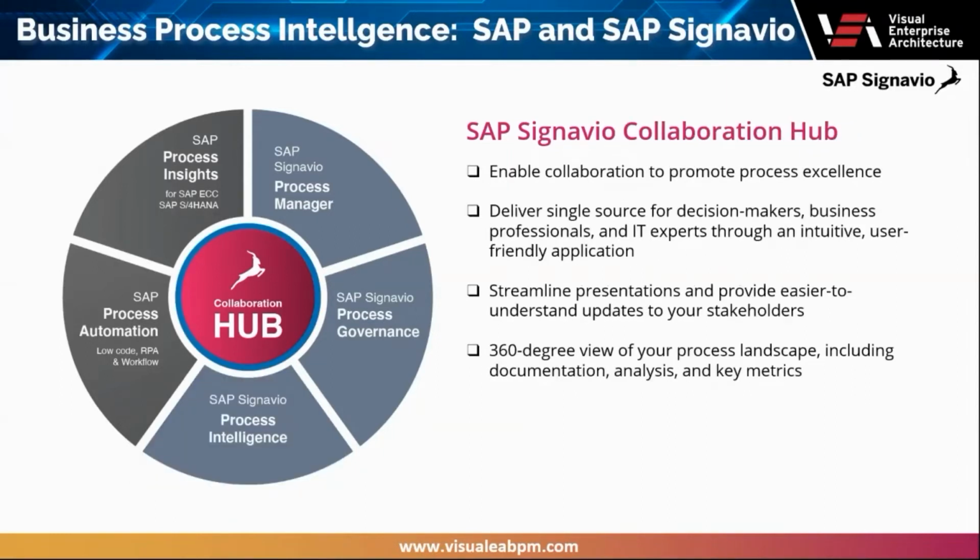The Collaboration Hub from SAP Signavio ensures you can promote process excellence across the entire company. It's a single source for decision makers for information about process information, for easier to understand updates to the processes for all of your stakeholders. And it's really a 360-degree view of your landscape, documentation, analysis, and all the key metrics from your process portfolio.